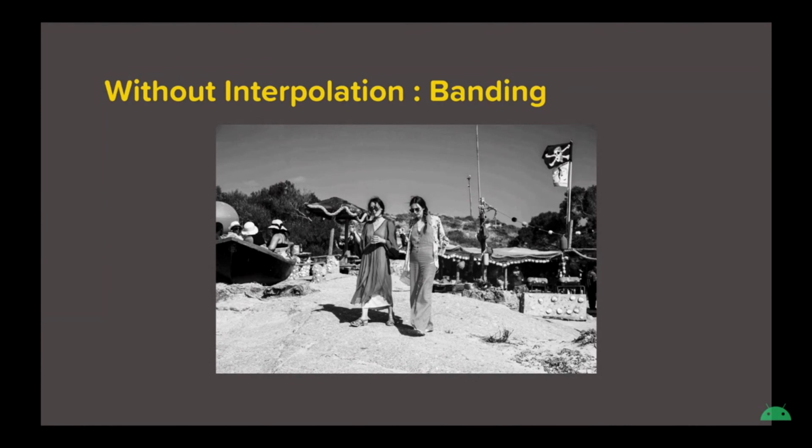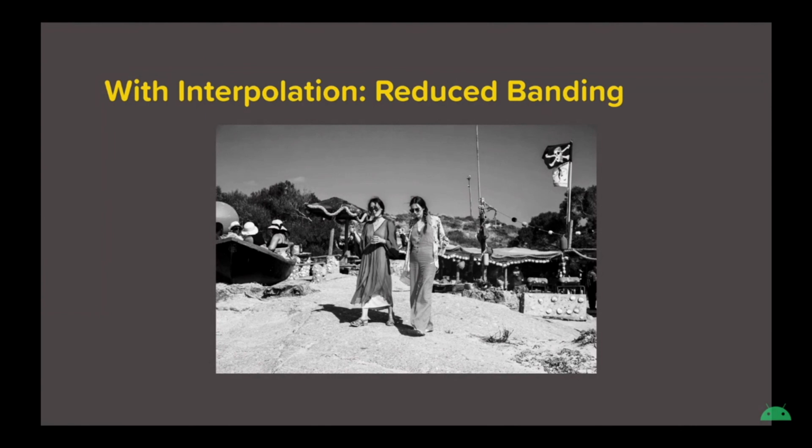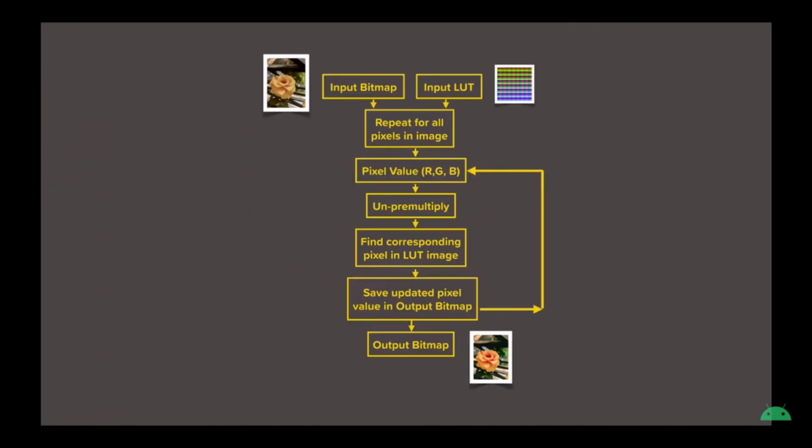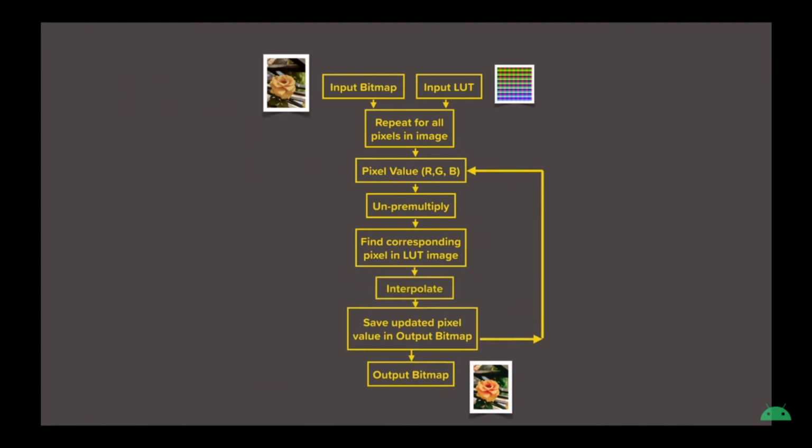This was the output without interpolation, with some banding, and with interpolation you can see we have reduced this issue to some extent. If we want to improve this further, we can use a better interpolation technique, and so on. So yeah, it works. What we just did was add another step: after finding a corresponding pixel in the LUT image, or many more pixels if you go into the details of trilinear interpolation, we interpolate between those values and take that value instead.